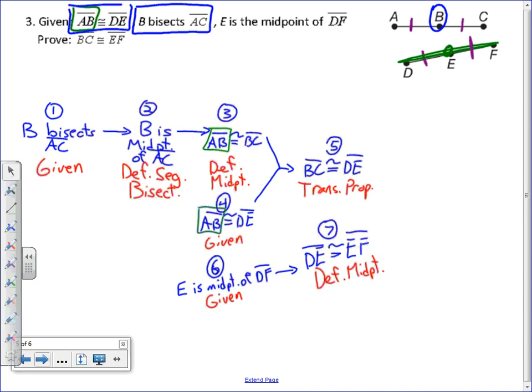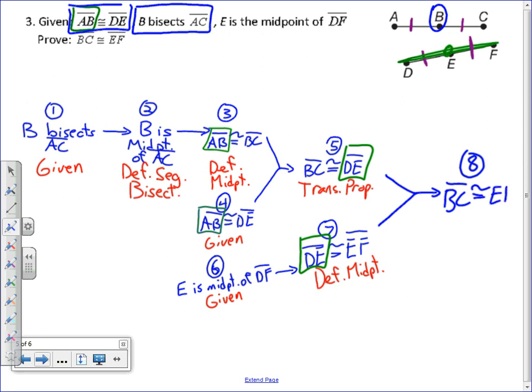Make that a little bit smaller so I have some space. So my very last step then, this is a longer proof, obviously. It's got 8 steps to it. We're going to use transitive again. I can use and check for transitive. Let's see, I have a DE and a DE. So whatever's left, BC and EF. Segment BC is congruent to segment EF because of the transitive property. We can see all the congruent marks already in the diagram. And that's what I was trying to prove. BC is congruent to EF.